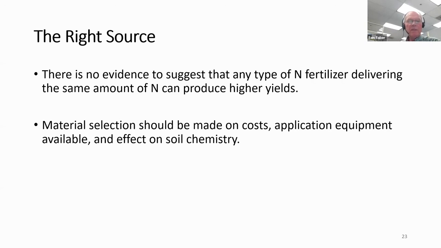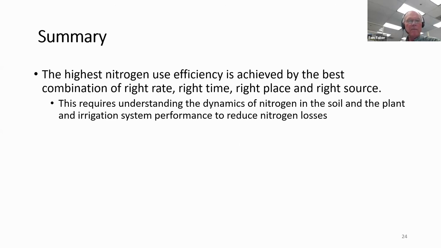Choice of materials, though, can have some effect on soil chemistry. In many cases, our fertilizers can have an effect on the pH of the soil. So using nitrate sources tends to increase pH versus ammonium sources tends to lower pH. So in summary, the highest nitrogen use efficiency is achieved by the best combination of right rate, right time, right place, and right source. And this requires an understanding of the dynamics of nitrogen in the soil, as well as the plant and the irrigation system.